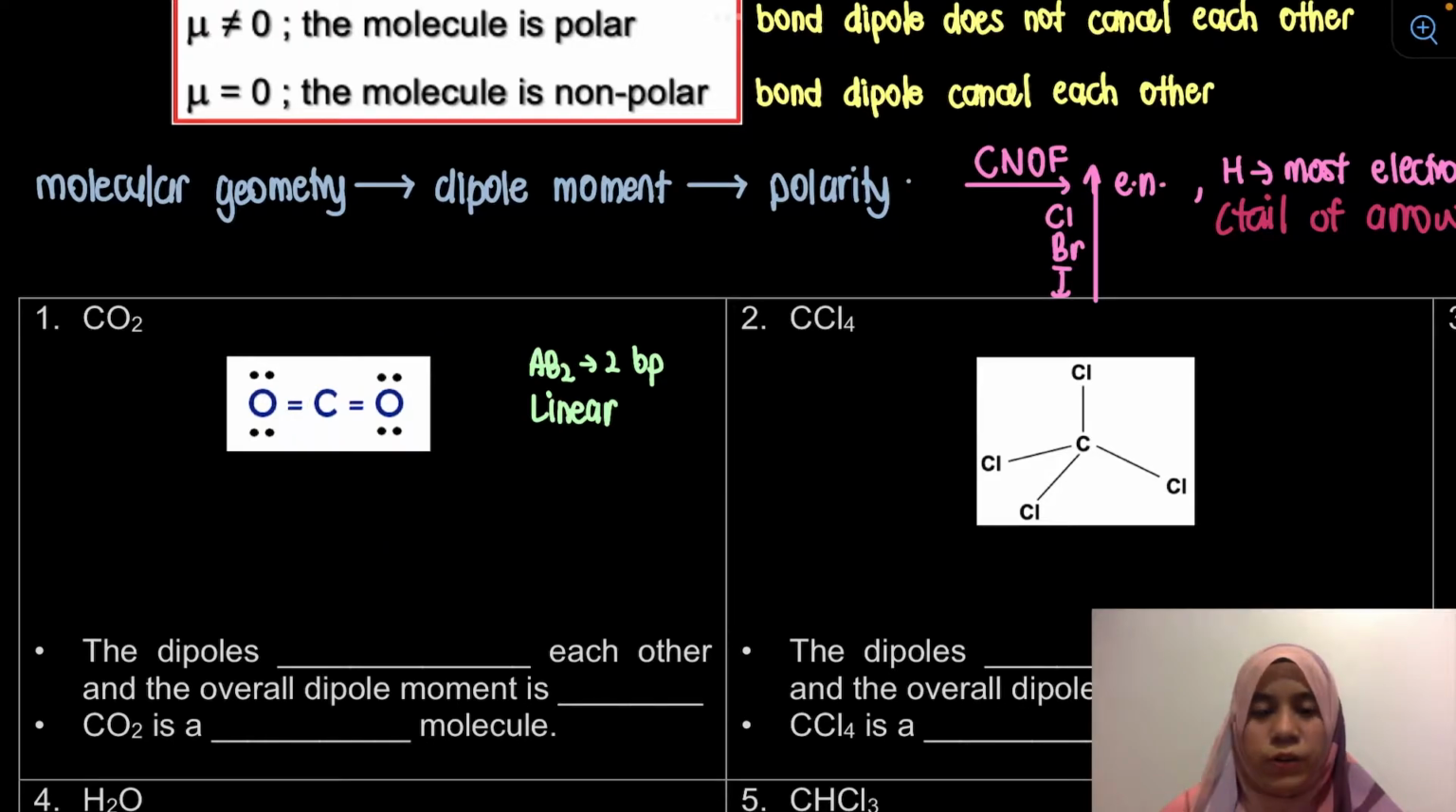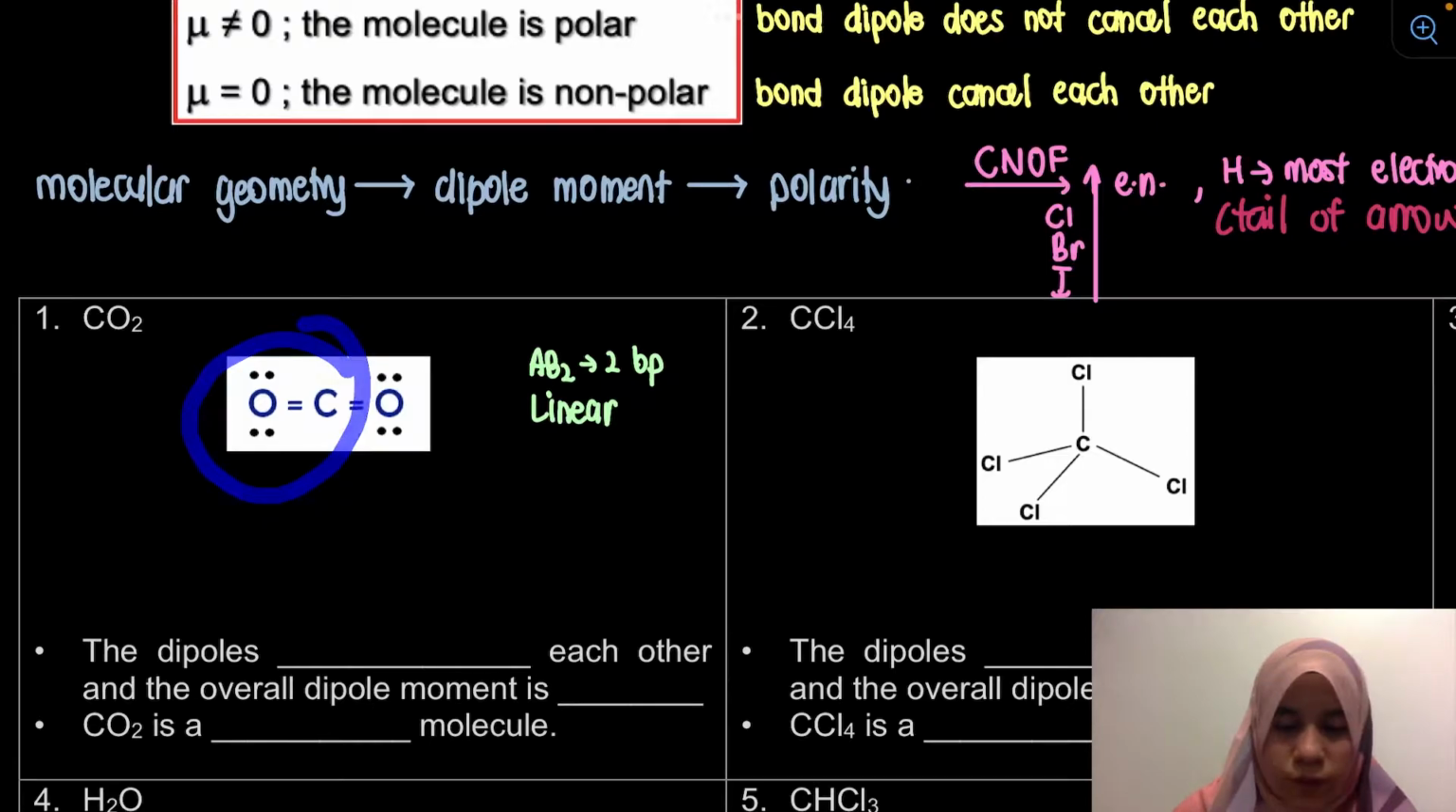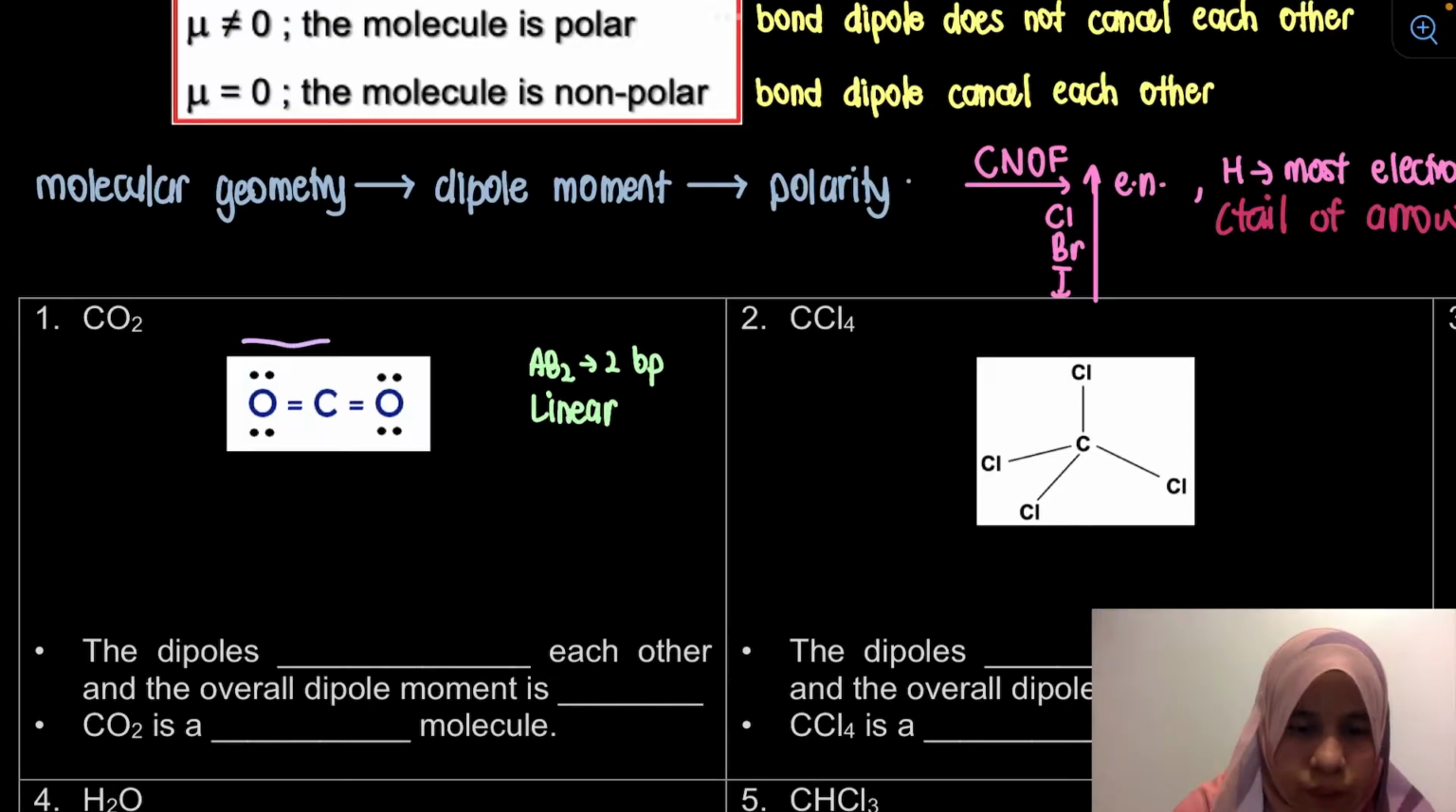So how should we start our dipole moment? First, I'm going to draw the first part, here between carbon and oxygen. I'm just going to draw an arrow, but towards which atom? Between carbon and oxygen, oxygen is more electronegative, so the arrow should point towards oxygen. Make sure the arrow has a head and a tail.